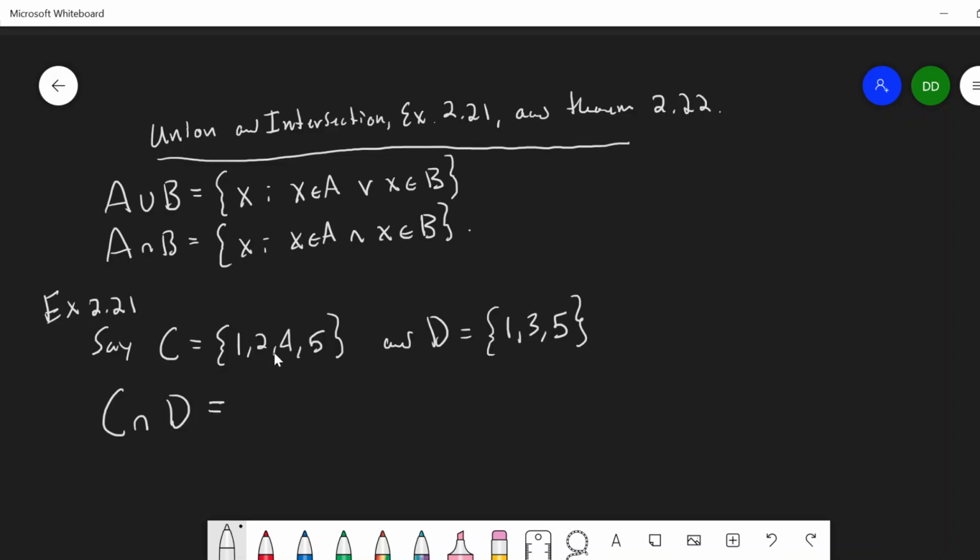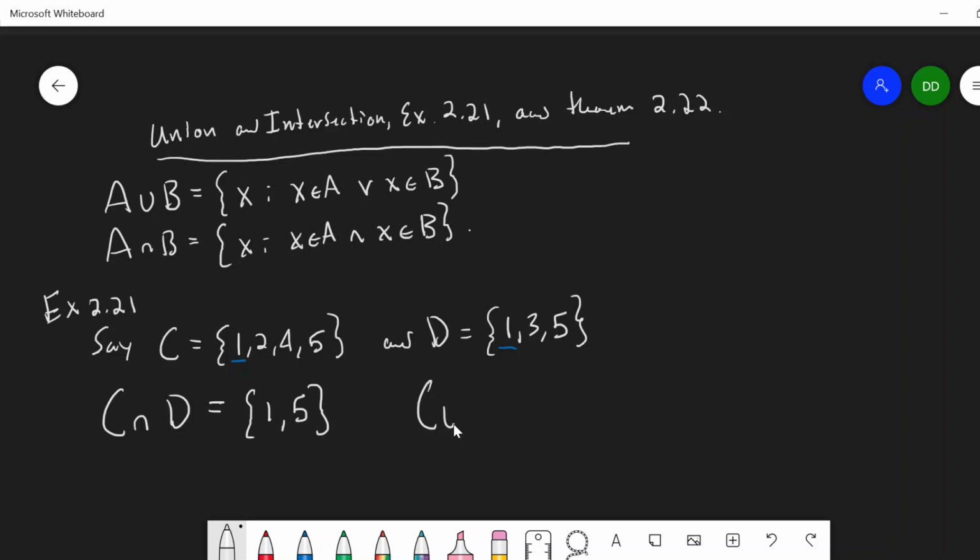So C intersect D, I'd look at, okay, what elements are common? Well, 1 is in both of these sets, so that's in the intersection. Let's see, anything else common? 2's in C, but not in D, so doesn't satisfy this open sentence. 4 is in C but not D, but 5 is in both of them. So that's the other element that is in both C and D. C intersect D would just be the elements 1 and 5.